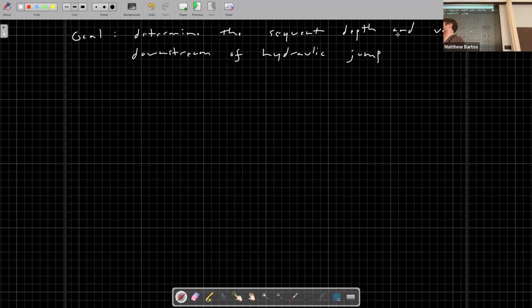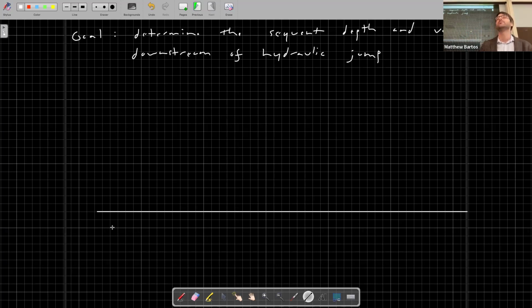This is particularly important if we're designing a spillway or some other kind of stormwater infrastructure in which we want to know what the depth of water is going to be and what the velocity is going to be downstream of that transition, specifically if we want to design the hydraulic jump to reduce that depth and velocity below some threshold value. So let's go ahead and analyze a hydraulic jump.